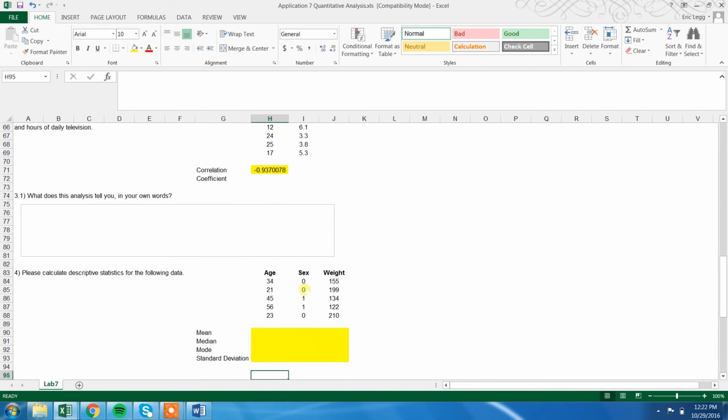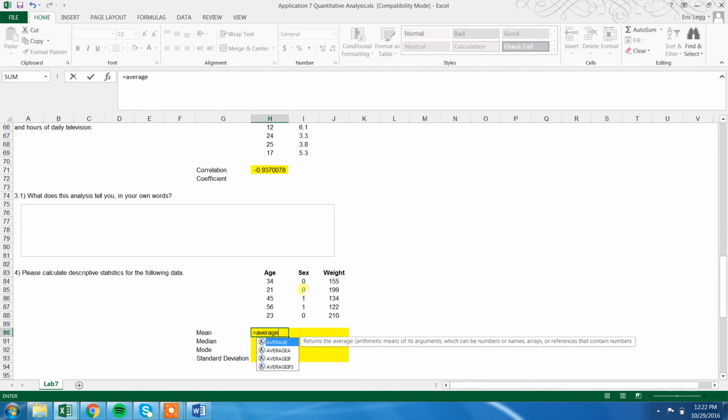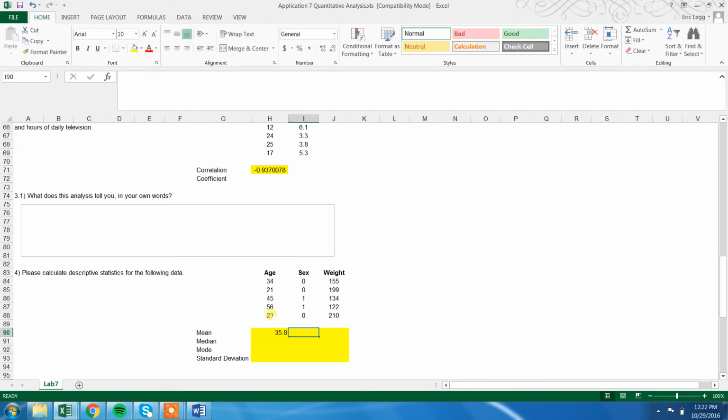Excuse me. Number 4. Please calculate descriptive statistics for the following data. Just a little practice here. We should be good at this. Mean is equals average. Down. Median equals median. Parentheses. Highlight down. Mode, what's the most frequently occurring, equals mode. Highlight down. NA means there's no mode. There's nothing that occurs more than once.